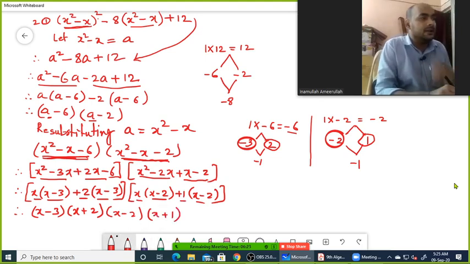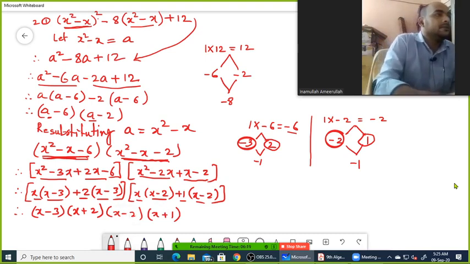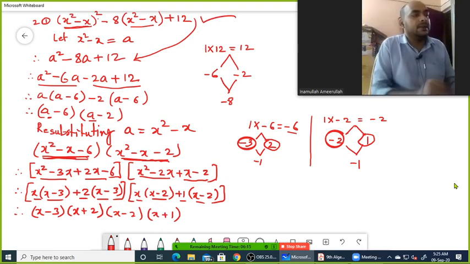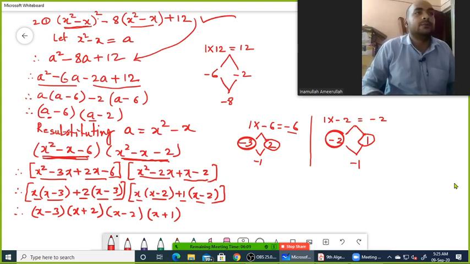So these are the four factors of this polynomial: x minus 3, x plus 2, x minus 2, x plus 1. And this is the procedure to find the factors of the given polynomial. And this is your given polynomial: x square minus x whole square minus 8 into x square minus x plus 12. So this is the original polynomial.